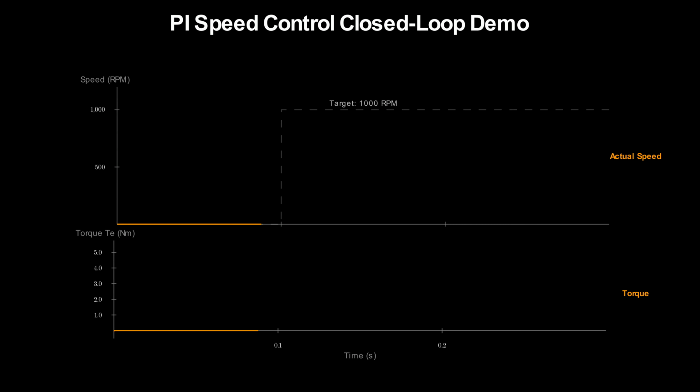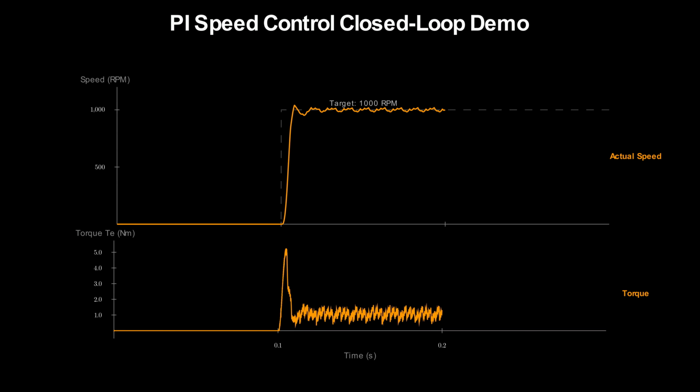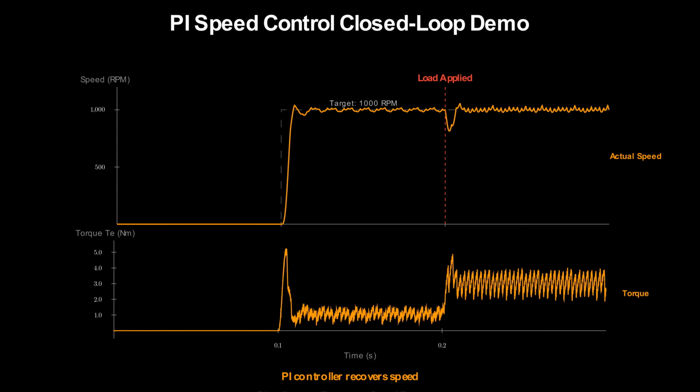Starting from a standstill, we've given a command for 1000 RPM. You'll see the error peak instantly, causing the controller output to surge. This applies maximum torque, allowing the motor to reach 1000 RPM very quickly. Now, let's apply a load. The moment the load hits, there's a brief undershoot where the speed drops. However, the PI controller immediately detects this and increases the torque to overcome the resistance, returning the motor steadily to 1000 RPM. This stability under varying loads is why PI control is so essential.